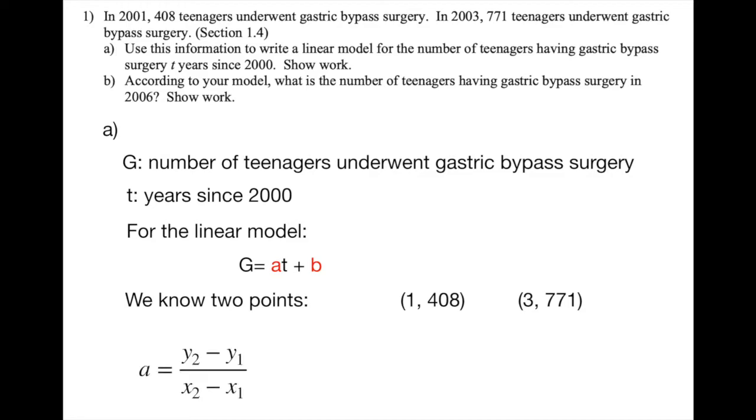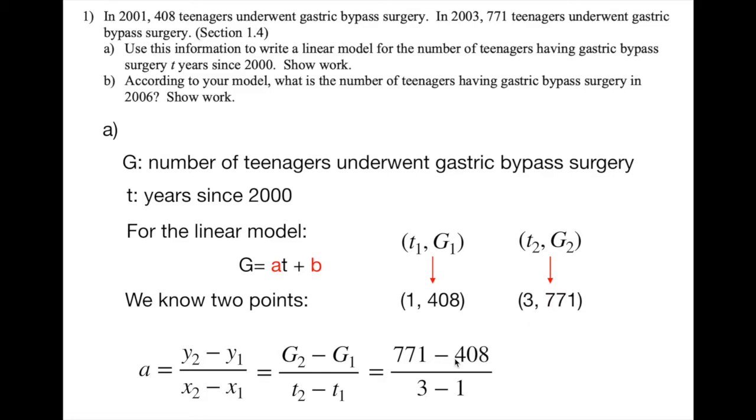And from that, you want to calculate A. You know that A, the slope, will be the change in Y over the change in X. In this case, we do not use X and Y, we use G and T. So G2 minus G1 over T2 minus T1. Suppose this first point is point 1, so it has the format T1, G1. And the second point has the format T2, G2. So you are ready to plug in everything. Your A will become 771 minus 408 over 3 minus 1. If you put that into your calculator, it will be 181.5. So that's your A, the slope.